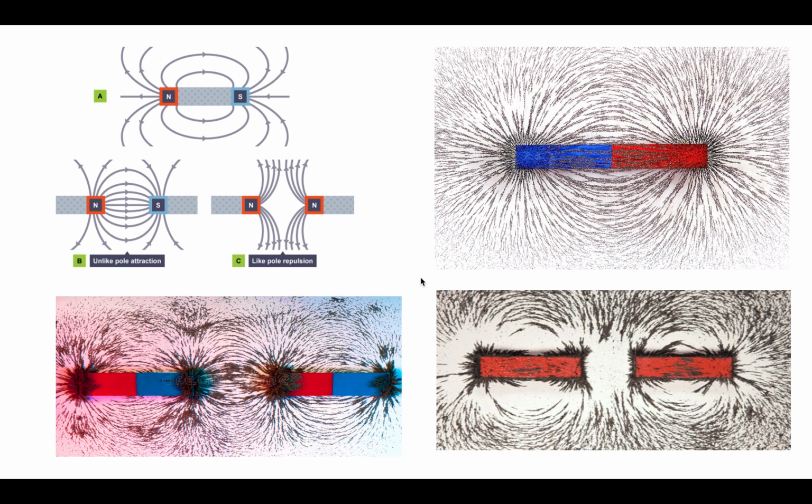Now, I want you to pause the video really quickly and make sure that you've drawn a diagram of all three types of magnetic fields we have here. A single magnet, an opposites attract of two magnets, and like repels like of two magnets. So go ahead and pause the video and draw those diagrams.